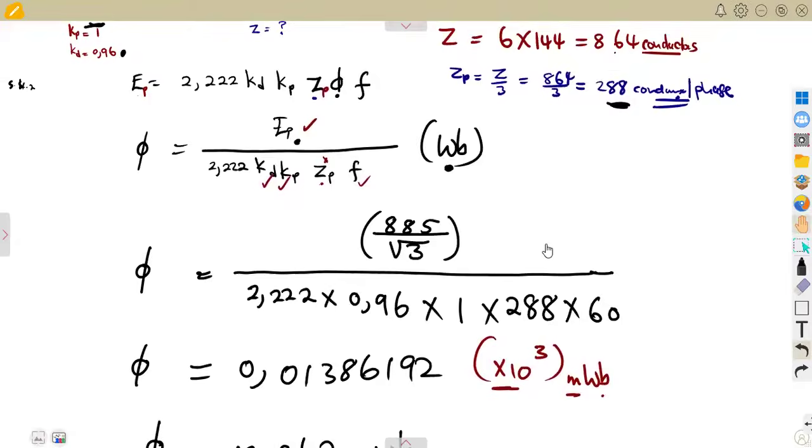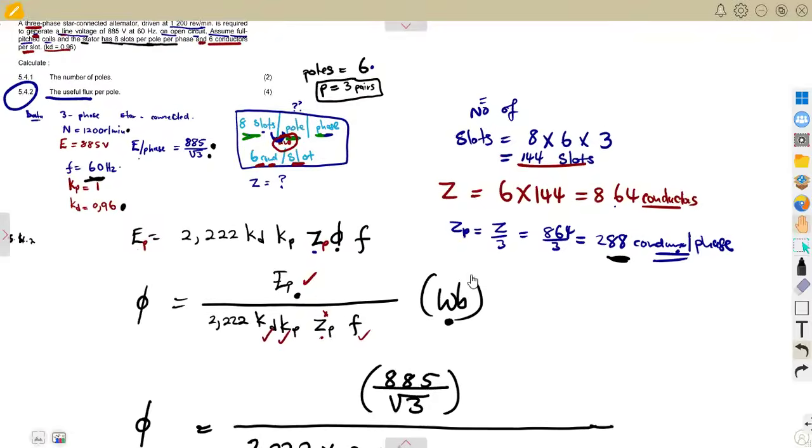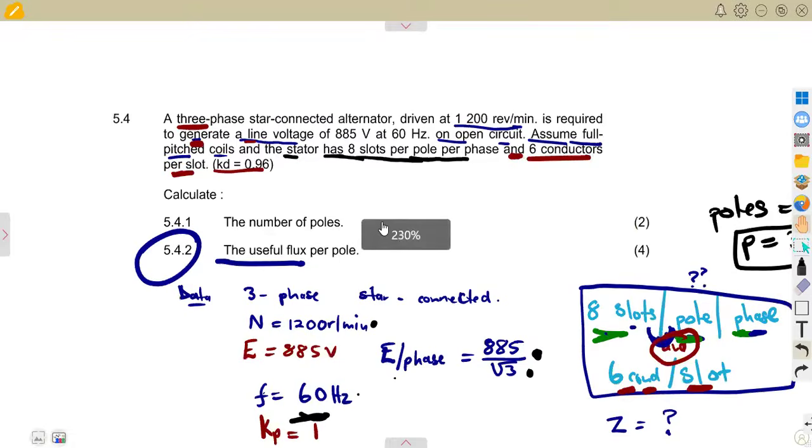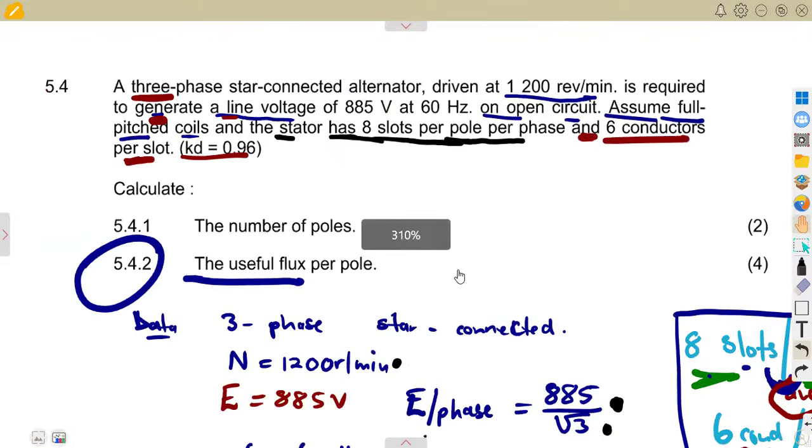So you must be very, very careful how the information is presented or given. How the information is given is the most important thing.